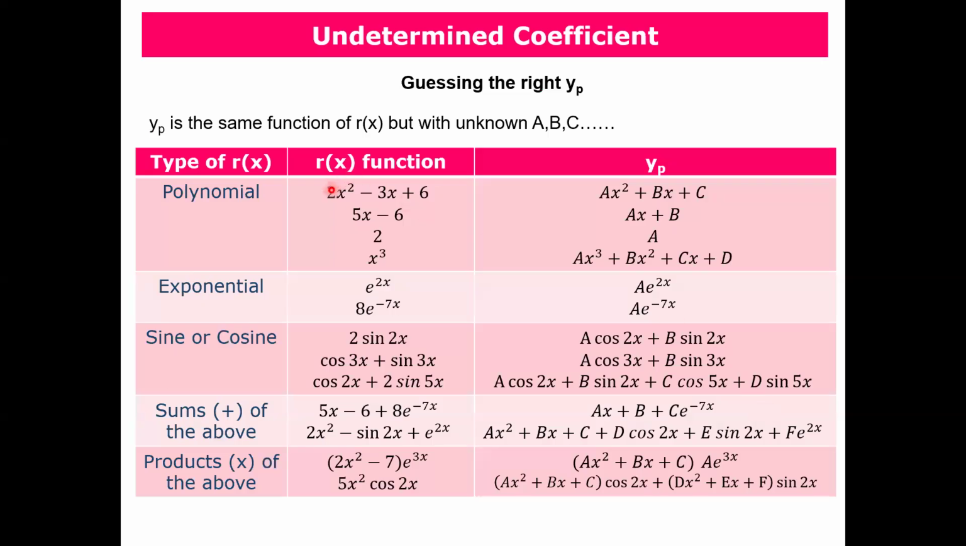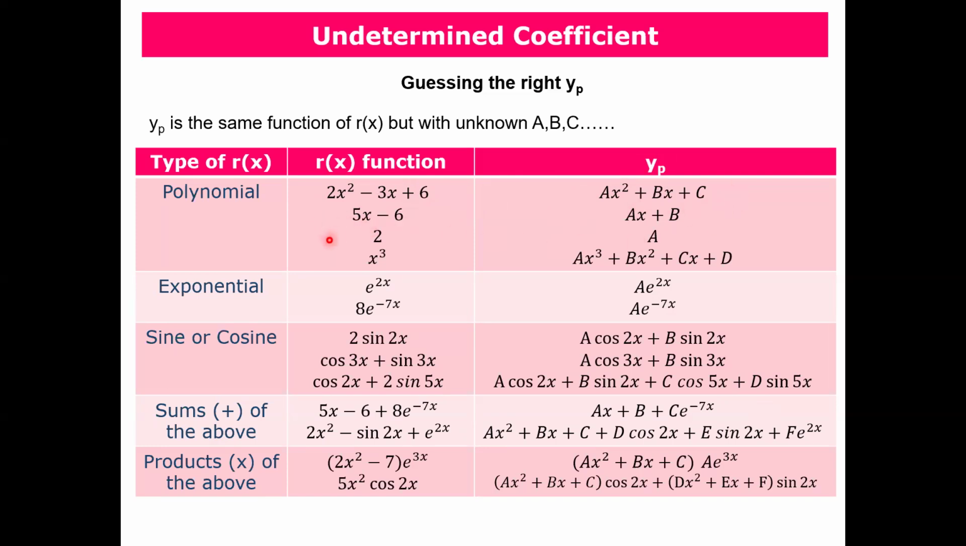Previously, in the previous example, we have done something similar to this one, all right? We have to find the YP. So for this polynomial, which is 2x squared minus 3x plus 6, the YP is the same equation, but we just have to change the value of 2 into A, negative 3 to B, and 6 to C. Basically, all the numbers change to unknowns, okay?